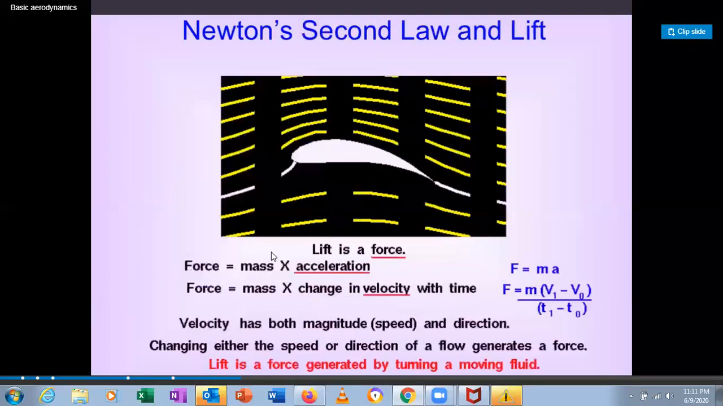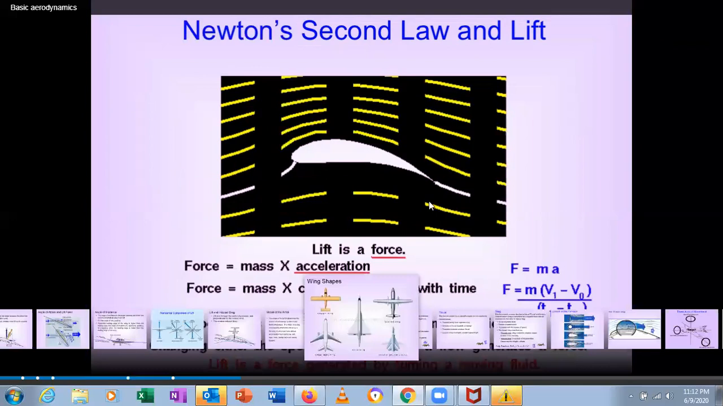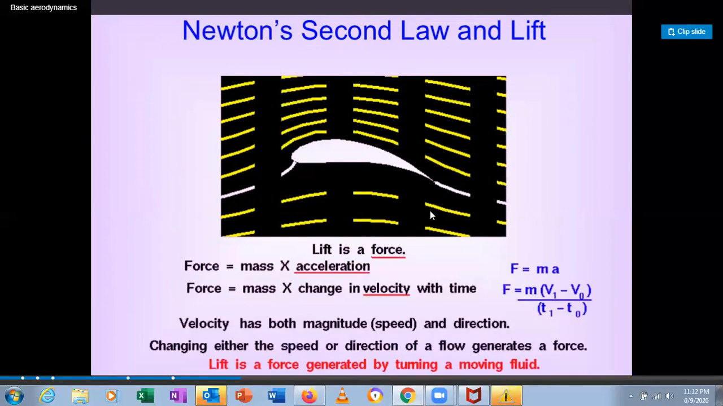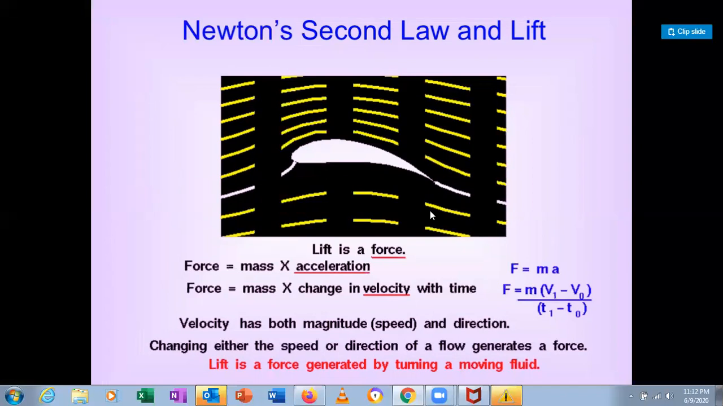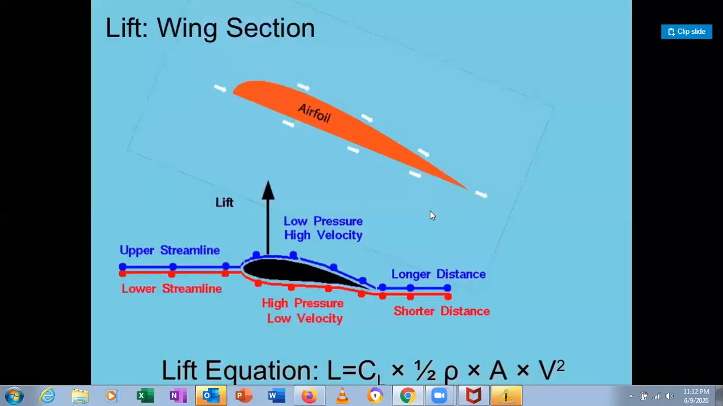And we can see here that force is equal to mass into acceleration. Force is mass into change in velocity with time, so F is equal to ma. Velocity has both magnitude and direction, that's a vector quantity. Lift is a force generated by turning a moving fluid. These airfoils are always checked in the wind tunnel test, changing them at different angles.